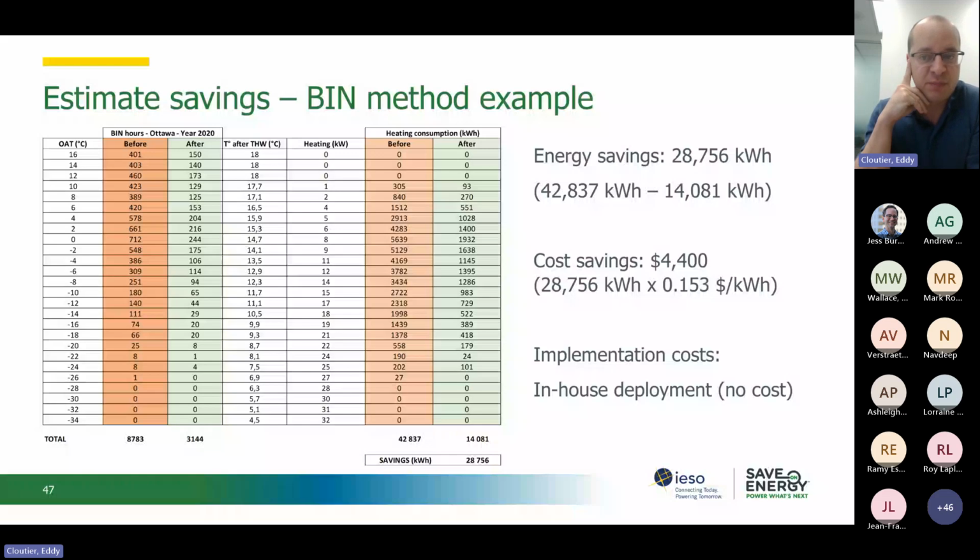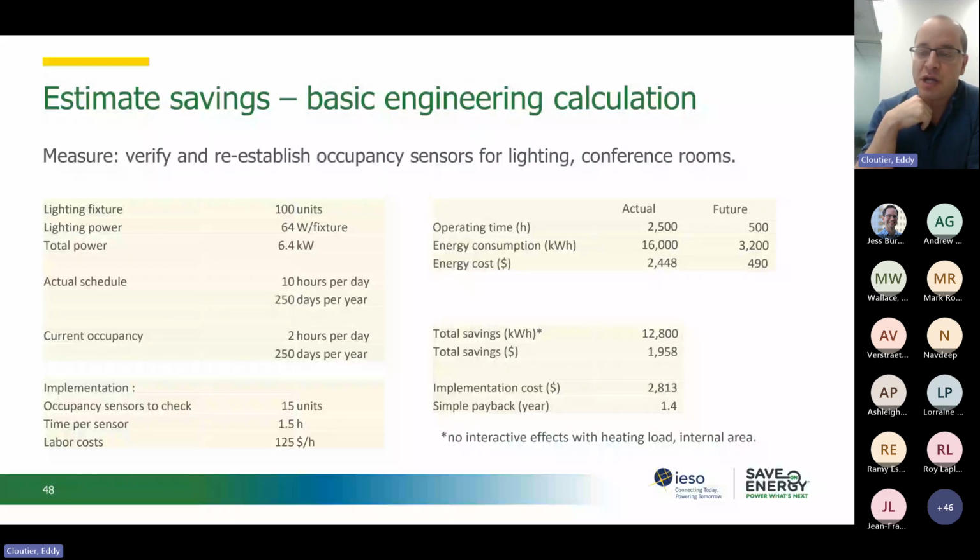Here's a more basic example of a recommissioning measure where we could use a simpler engineering calculation. In this case, it was a measure where we found that the occupancy sensors in conference rooms were deactivated. We therefore want to reactivate them and use them properly. These are very simple calculations where we simply multiply the active lighting power by the number of hours when we anticipate that the room will be unoccupied to determine energy savings.